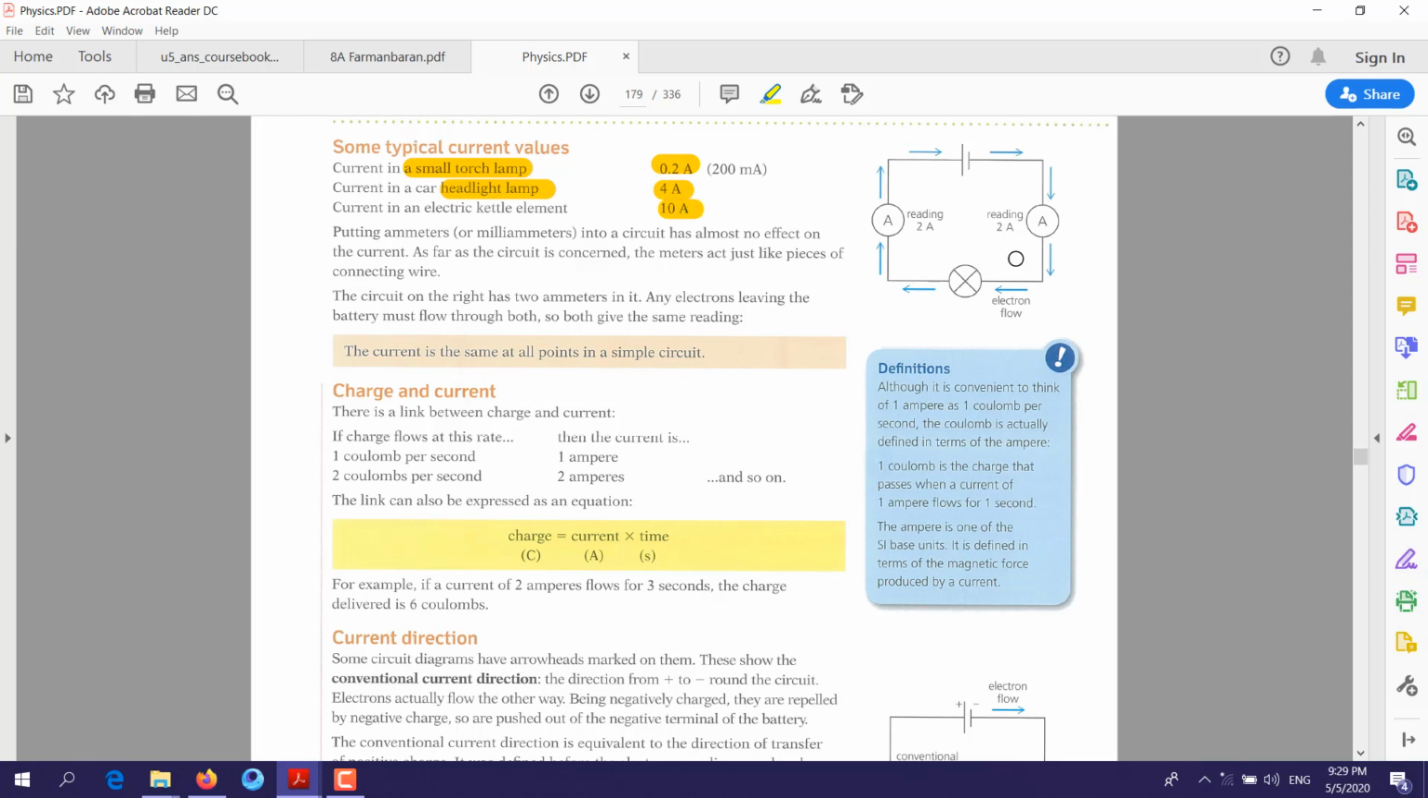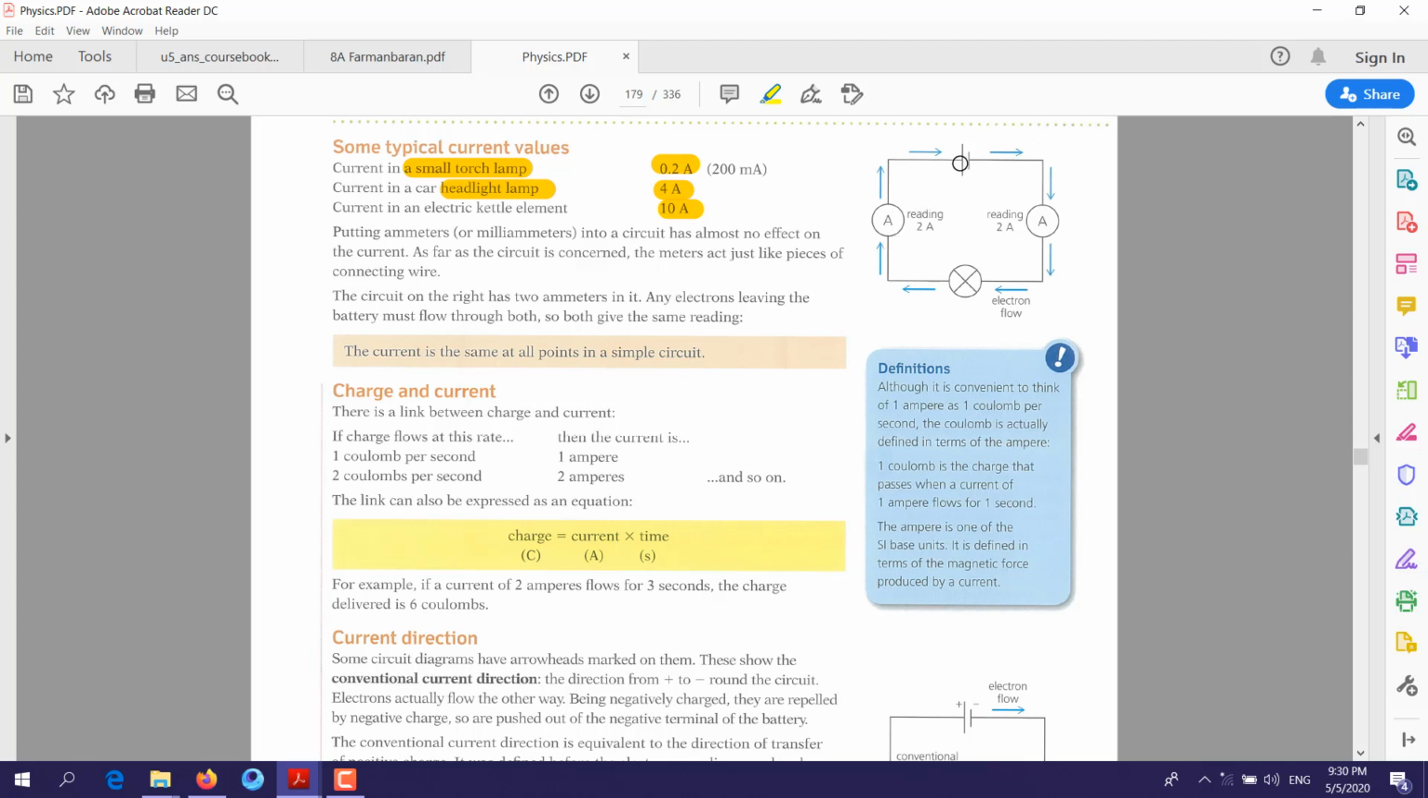Here, in this electric circuit, we have a cell, wires, and a lamp. And in addition to this, what do we have here? We have two ammeters. They put two ammeters in this electric circuit to measure the electric current. The ammeter has no effect on the amount of the current.